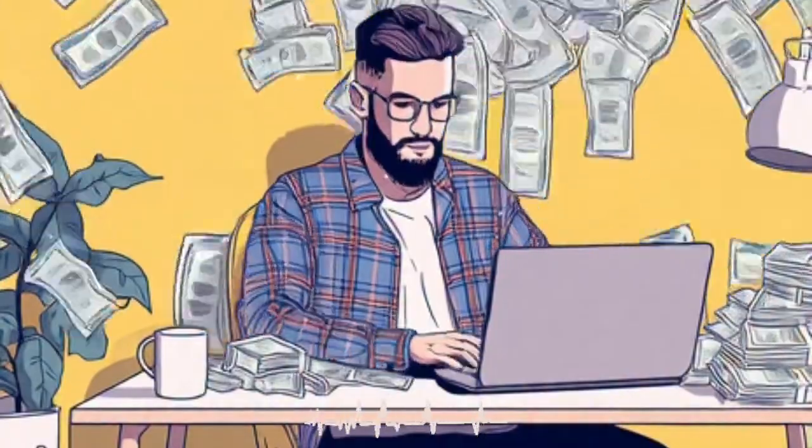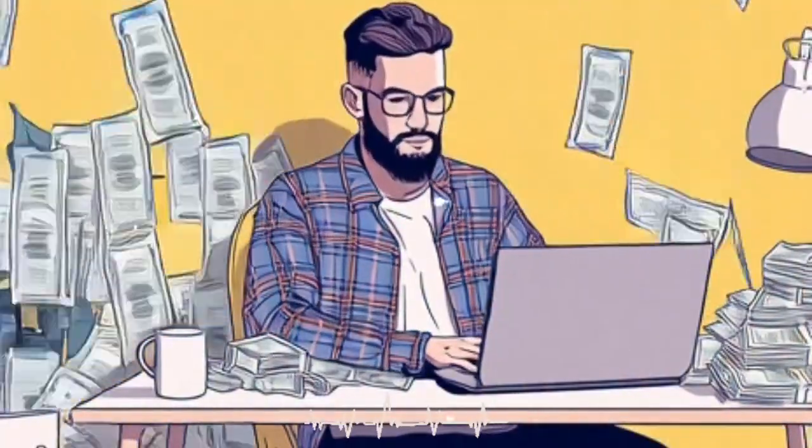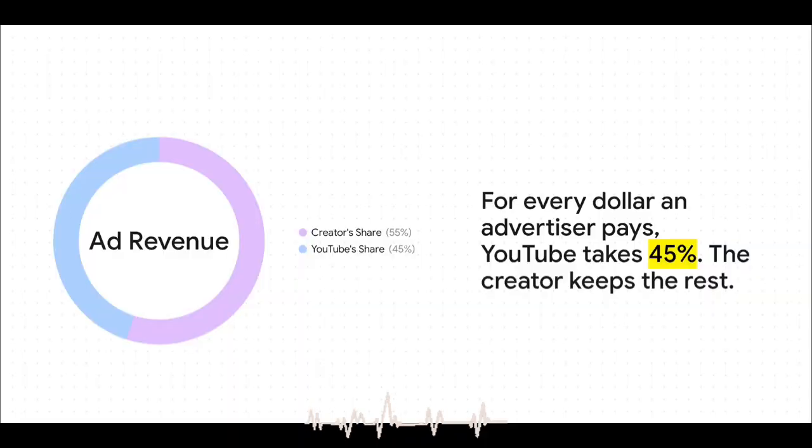So where's that money coming from? Well, think of it like this. For every dollar an advertiser pays to run an ad on a video, YouTube swoops in and takes 45 cents right off the top. The creator gets the other 55 cents. That 55% is what goes into calculating their RPM.